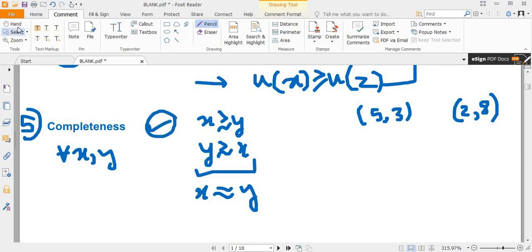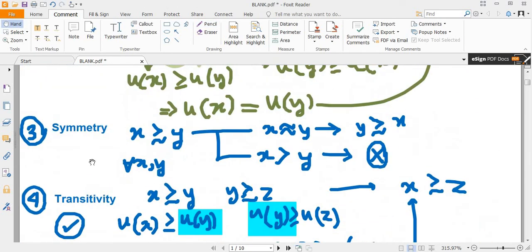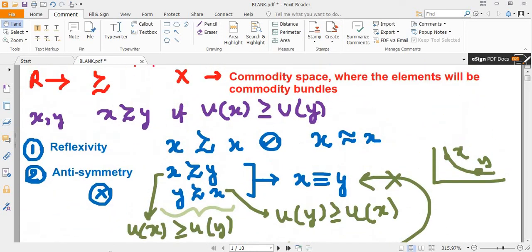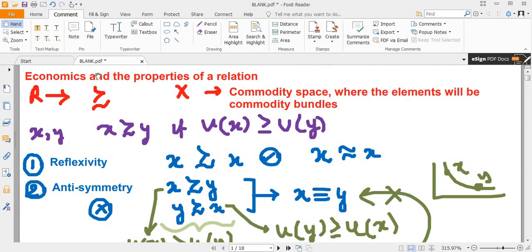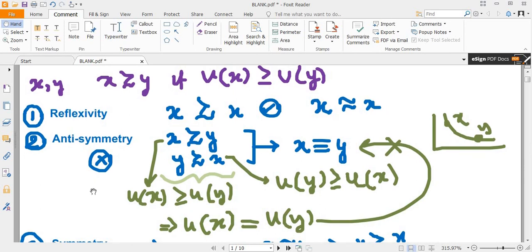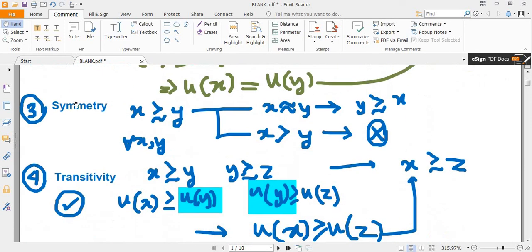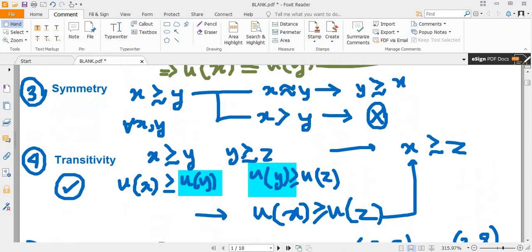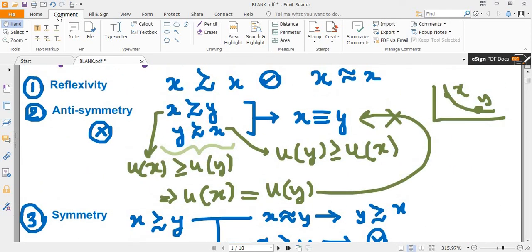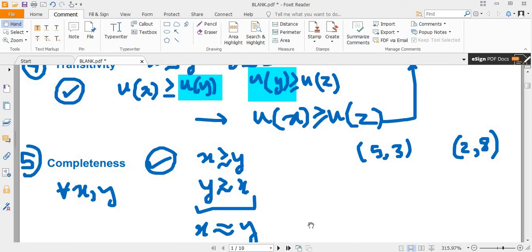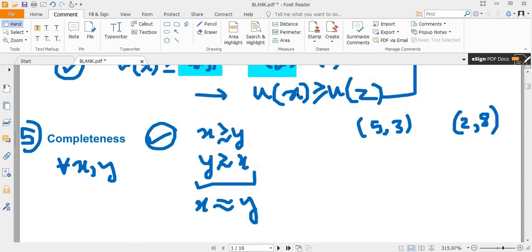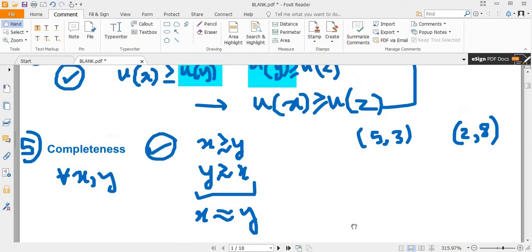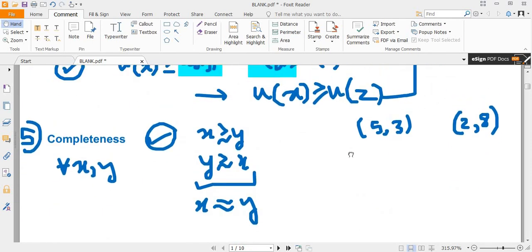So in case of consumer choice, commodity bundles and the relationship of weak preference, I can say that reflexivity holds, anti-symmetry and symmetry do not hold, whereas transitivity and completeness hold. In fact, these three properties, reflexivity, transitivity and completeness, are three important features that determine whether a consumer is rational or not. So in this way, we can extend the concept of the properties of relations to economics.